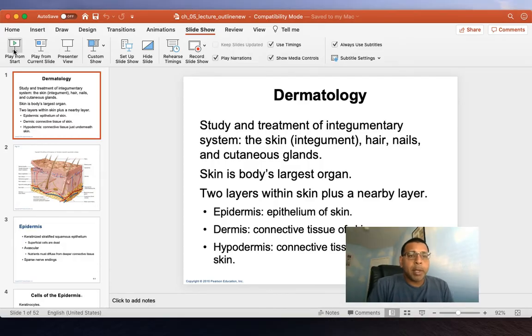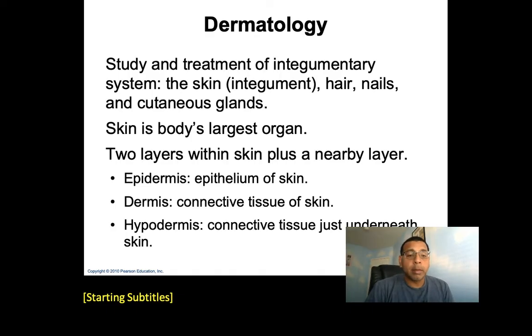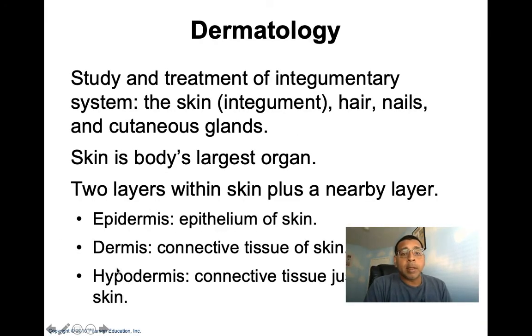Before we jump into the integumentary system, let's talk about the term dermatology. Dermatology is basically the study and the treatment of the integumentary system. When we talk integumentary system, as you probably read from chapter 1, it consists of the skin, which we can also refer to as the integument, hair, nails, and the various cutaneous glands we're going to find.